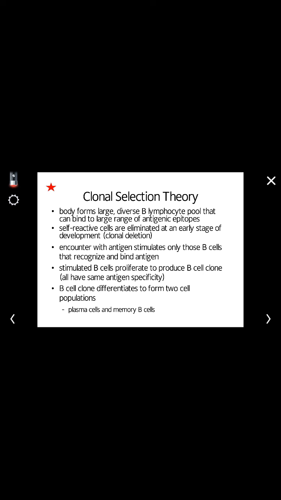All have the same antigen specificity. Whether it makes memory cells depends on whether it is T cell dependent or T cell independent. T cell independent does not make memory cells, although T cell dependent does. Stimulated B cells proliferate to produce B cell clones that all have the same antigen specificity. B cell clones differentiate to form two cell populations, plasma cells and memory B cells.